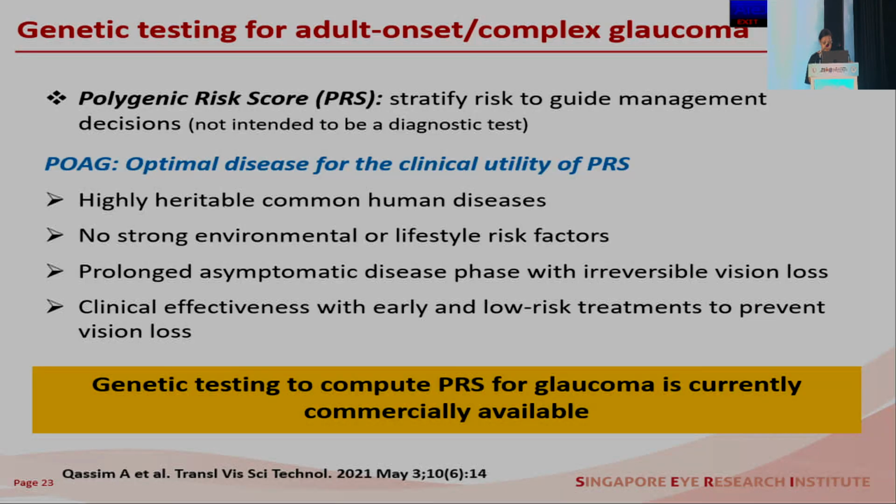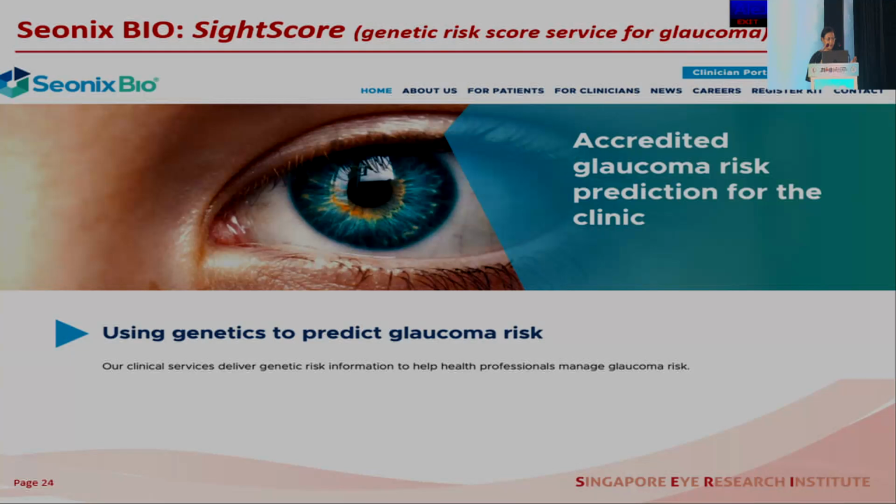This has been around for a few months now. I'm not sure if you're aware of this, but this is a company called Seonix Bio, which was founded by ophthalmologists and researchers in Australia. I'd like to say I have absolutely no financial or commercial interest in this, but I think as healthcare professionals, as clinicians, it's important for us to know what is there, so that when patients ask us, are there genetic tests? We now actually do have something for adult onset glaucoma.